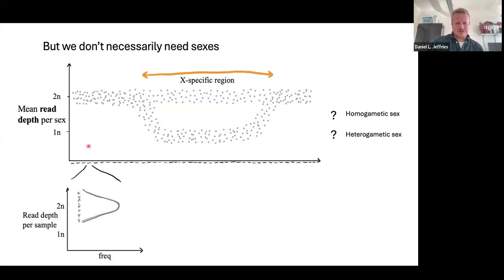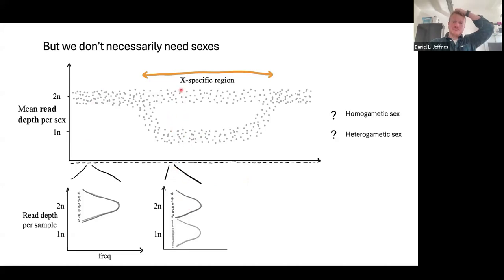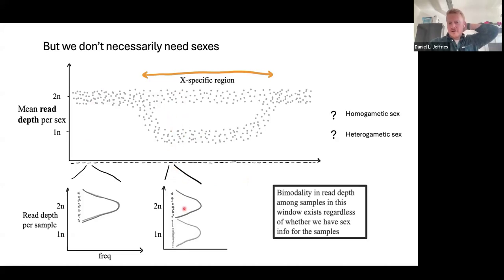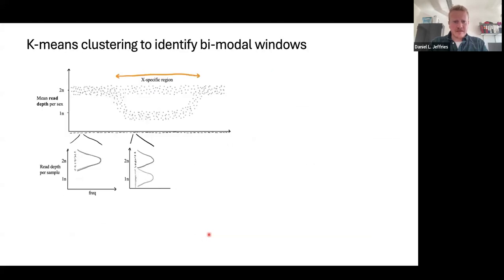If you do this in a window-based fashion across the genome, then some of your windows are going to be unimodal in whatever statistic you're interested in, let's say read depth. And in some windows, in the sex-linked region, for example, you will have a bimodal distribution of read depth across all of your samples, regardless of whether you know which sex they are. And the whole idea of this approach is essentially just to exploit the fact that this bimodality exists somewhere in the genome, regardless of whether you have sex information for your samples or not.